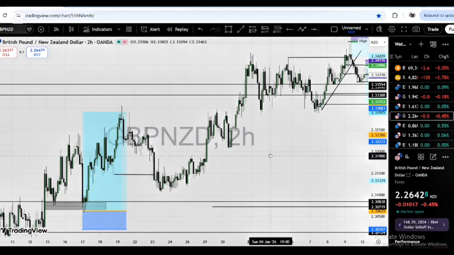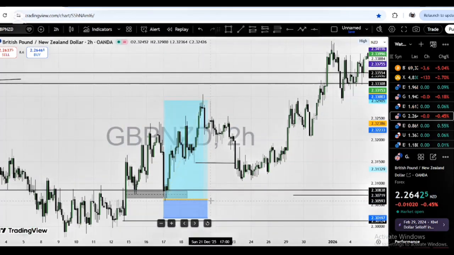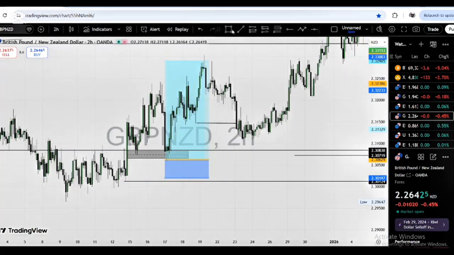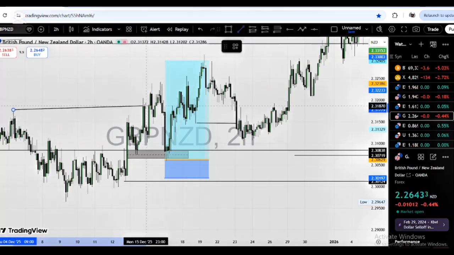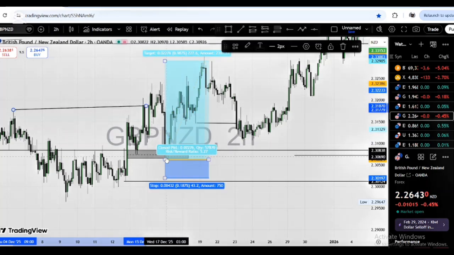Like as you can see right now, price broke this previous high, and you waited for the discount to happen. This is the discount, and you took a buy position from here. So you saw that price broke this high here. This is it. Price broke this high, and you had to wait for the discount to happen. This is the discounted price.